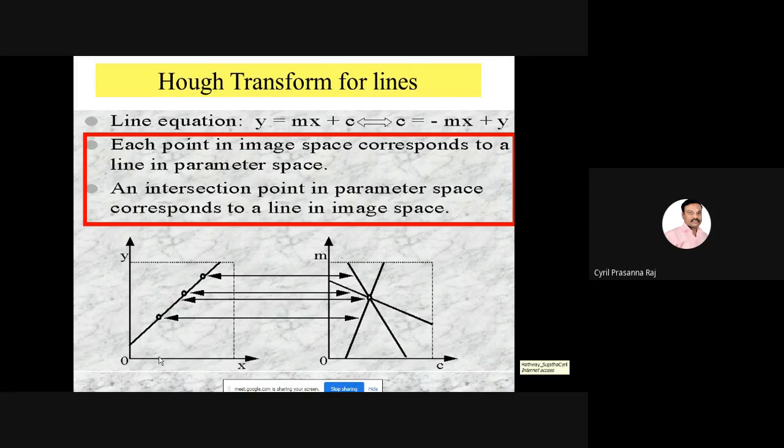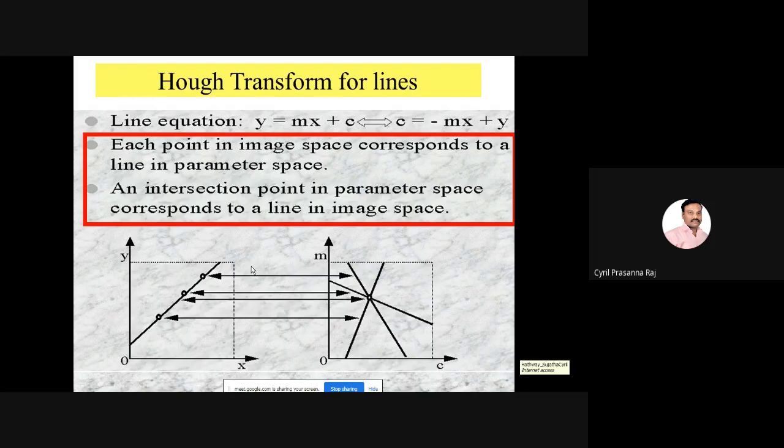Now what do you understand from this logic? From this logic we understand that if there is a straight line and there are multiple points available on the straight line, all the corresponding lines intersect at a single point in the parameter space. So if you come across a single point in a parameter space, it implies that this point corresponds to multiple points available on a straight line, and all of them are points on the straight line.